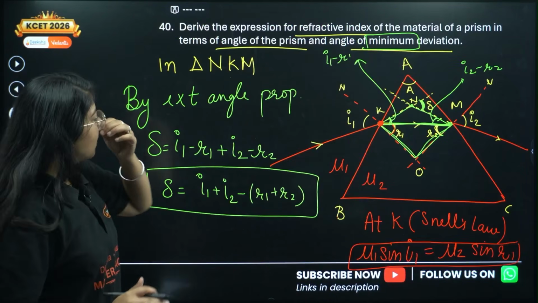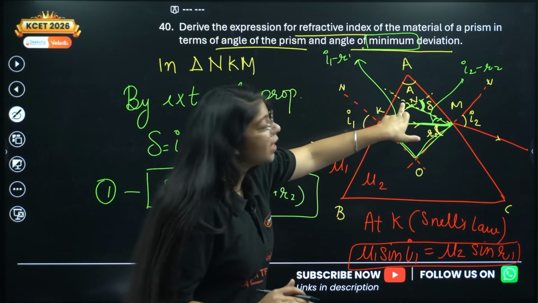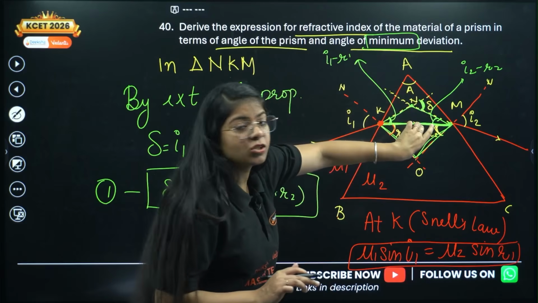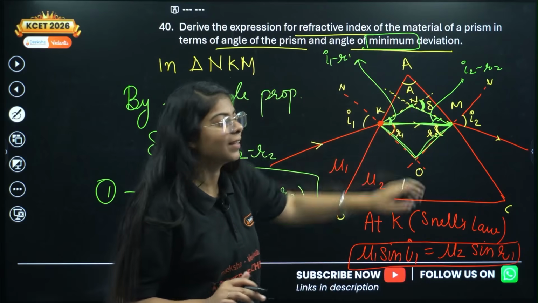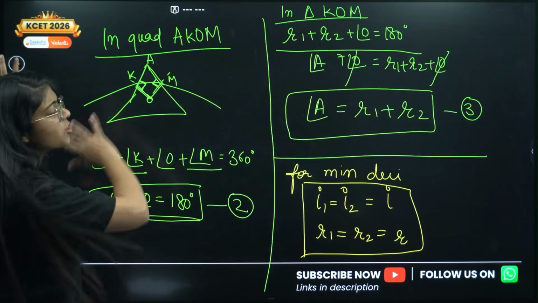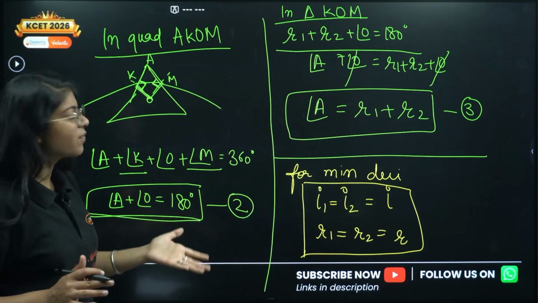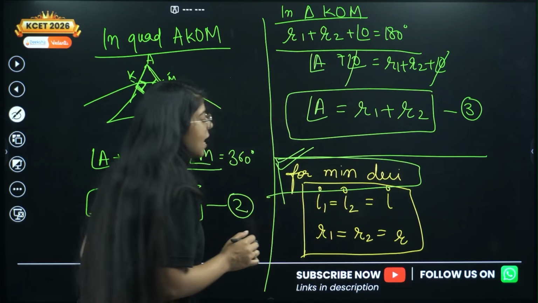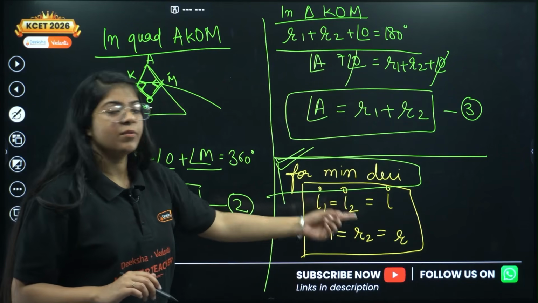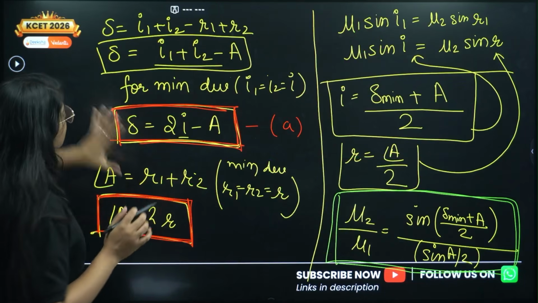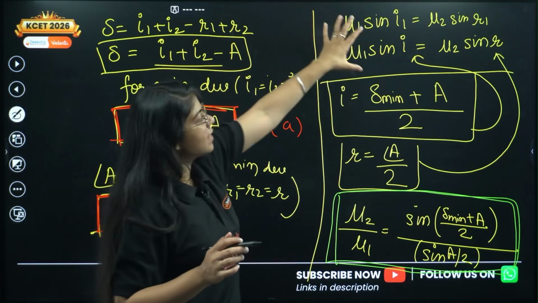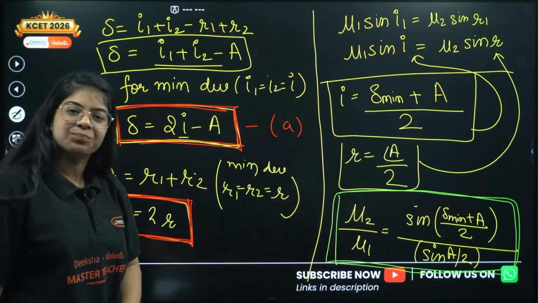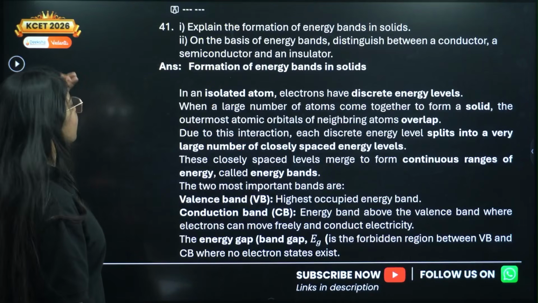Understood everything we did step by step. First, we looked into this triangle with the external angle property, then we went to this whole quadrilateral, then the below triangle. From all these, just using simple geometry, nothing much physics in here, we just need to remember this particular condition, that for minimum deviation I1 equals I2 equals I and R1 equals R2 equals R. Put these values in the equations given, and then this is Snell's law. Using Snell's law we can find the refractive index. Done? Okay, moving on to the 41st question.